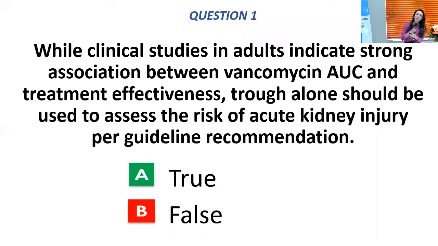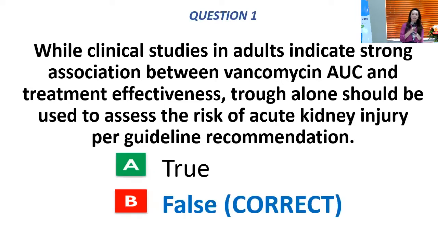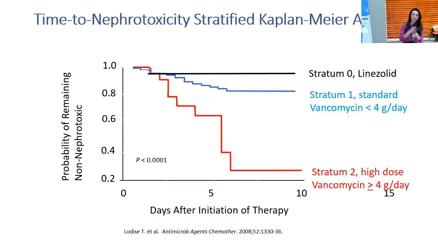So here, let's say, so far we were able to show a strong association between vancomycin AUC and treatment effectiveness. Trough alone should be used to assess the risk of acute kidney injury per guideline. Does anyone know that? Did the guideline talk about, okay, if you're going to dose by AUC, but if you're going to look for nephrotoxicity incidents, go with trough? No, the guideline did not say that. So this is false.